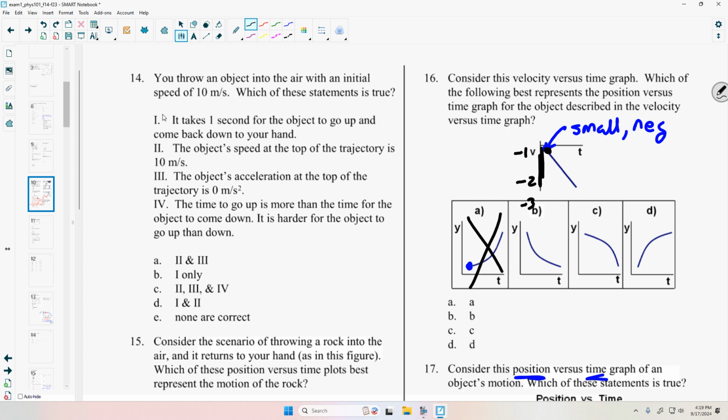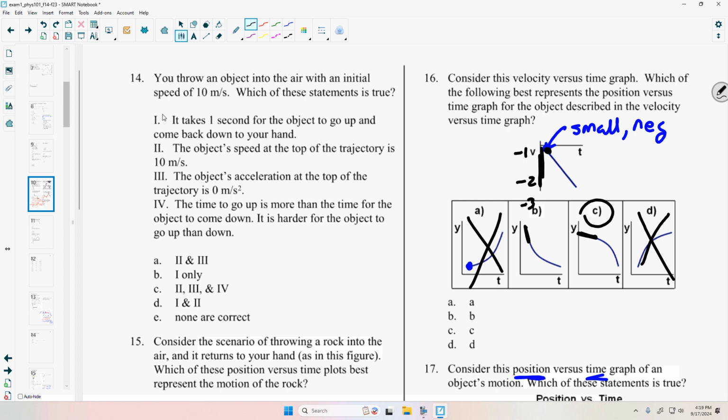That, by the way, gets rid of that one and that one. Those both have positive slopes. That has a negative slope that is small. Notice this one has a big negative slope. This one has a small negative slope. So C is the right answer.